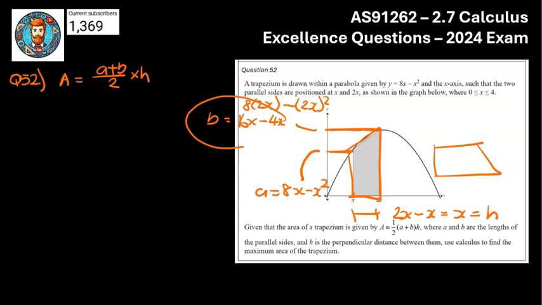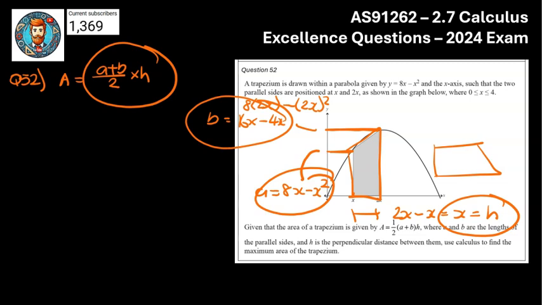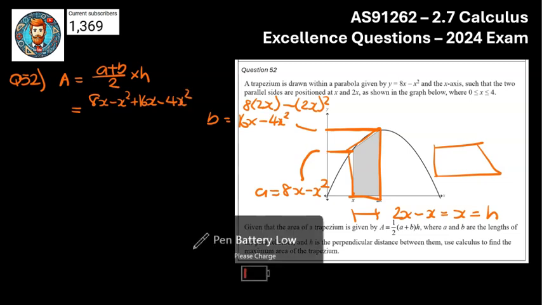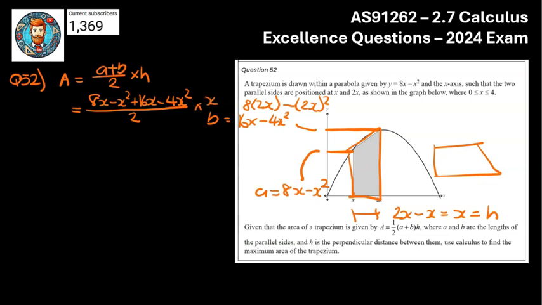So now that I've got a, b, and h, I'm going to substitute all three of these into my trapezium formula, and that will get rid of all of the letters apart from x, and that'll give me an expression which I can then do something with. We'll figure out what we're going to do with that later on. So let's start subbing all that in. So a was equal to 8x minus x squared. b is, so we're going to go plus 16x minus 4x squared, and all of that's divided by 2, and then I'm going to times that by x, which is my height. So let's focus on simplifying that numerator first.